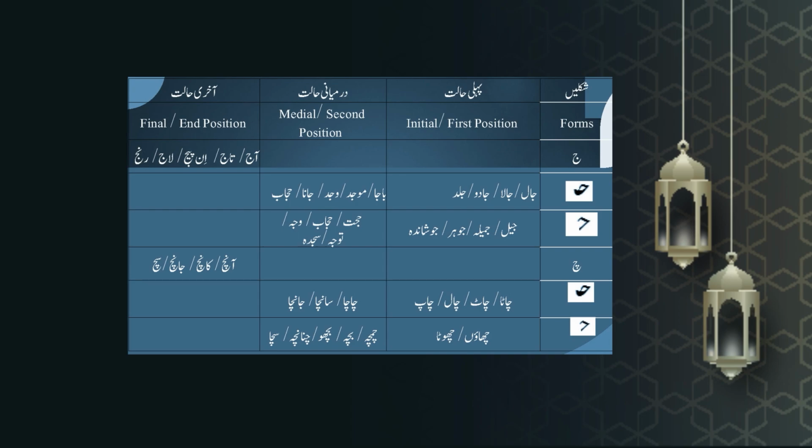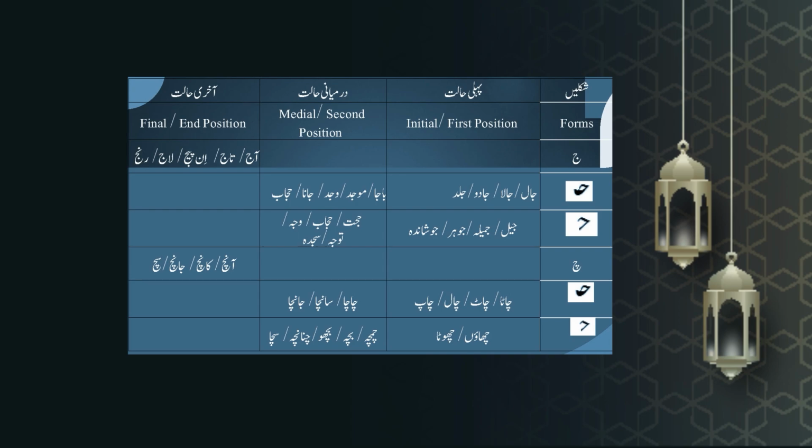In the first form, the head encircles itself, and in its medial position you can see words like hujjat, hijab, wajah, tawajjah, sajda. And about these two forms, we see that they do not come at the end. Instead, they come in the initial position of the word and in the medial or second position of the word.